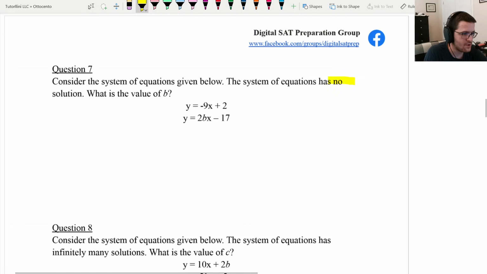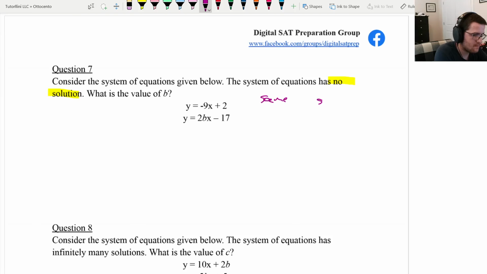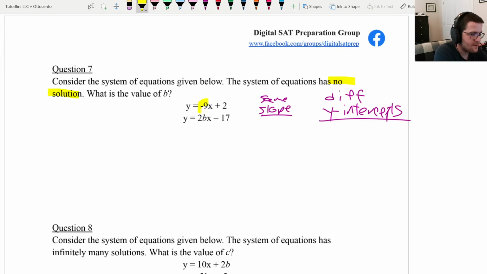Okay, so this one has no solution. So right away, I am going to just jot that down. So same slope, different y-intercepts. And the slopes are those guys, and the y-intercepts are those guys. So we have -9 equals 2b, and 2 different, not equal to -17.